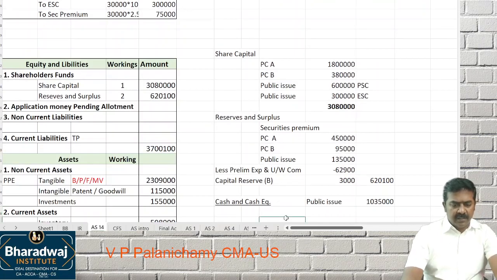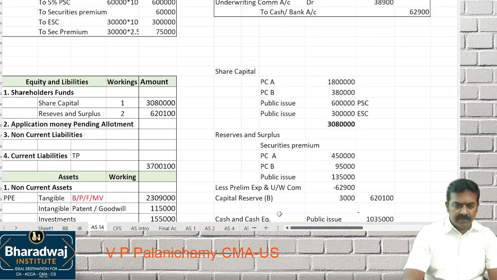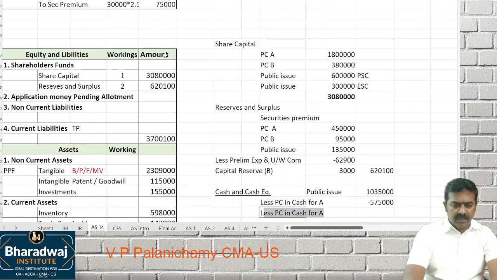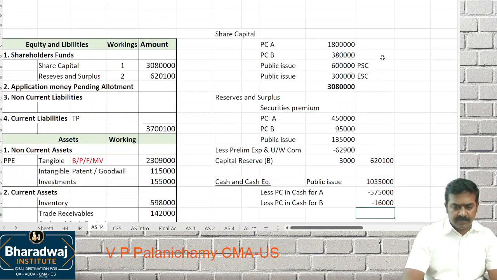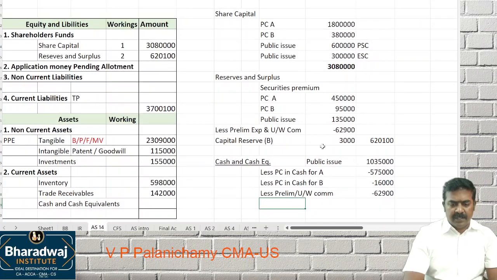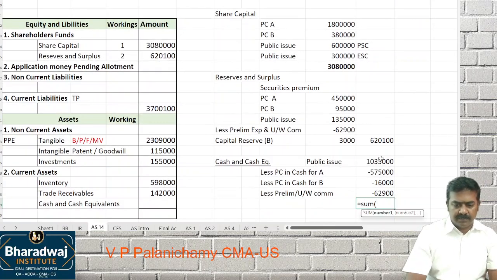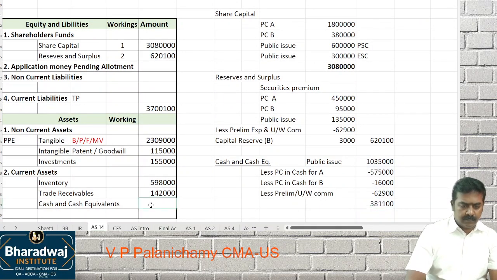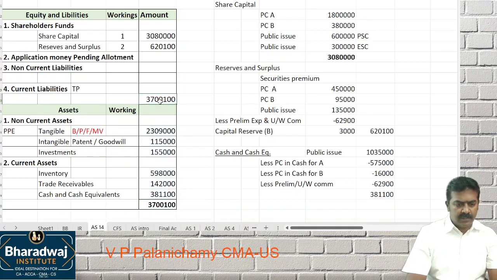10,35,000 we collected. Less purchase consideration in cash for A. How much we paid for A? 5,75,000. Less purchase consideration in cash for B. 16,000. Less preliminary expenses, underwriting commission. All these things are paid in cash. So closing cash and cash equivalents will come. That is. Last எல்லாமே tally ஆகும். Example தான்.